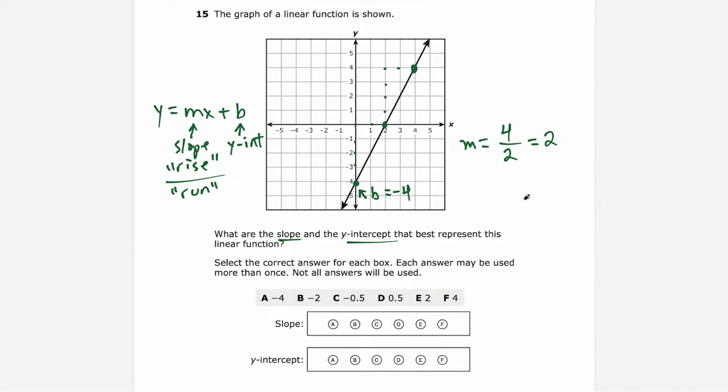So now I just have to go searching for the answers. So our slope is going first, and our slope is equal to 2. So I'm just going to bubble in choice E. And then the y-intercept is negative 4, and that matches up with choice A. So here is our solution to question 15.